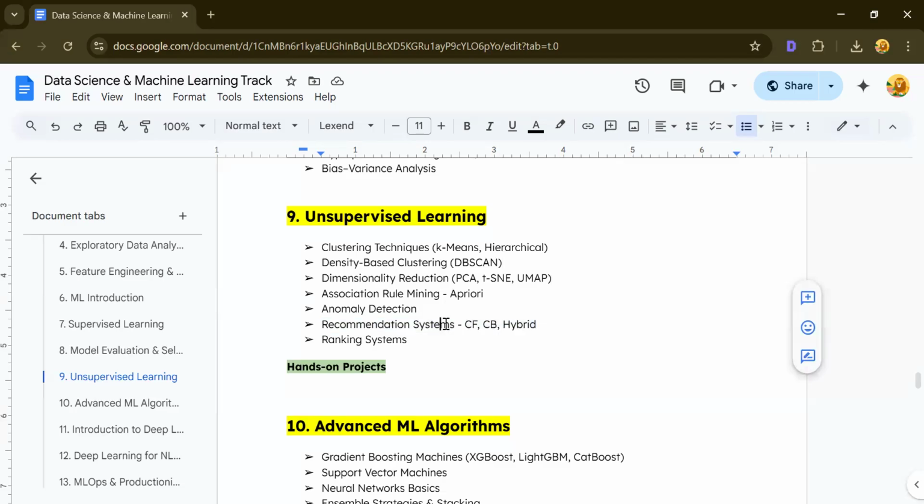Basically, I'm working on recommendation systems at my current company, but we are using LLMs and all. But the core idea remains the same. We can dig deep into that.